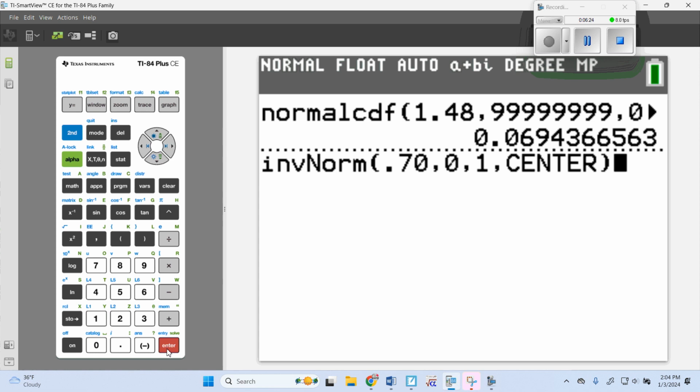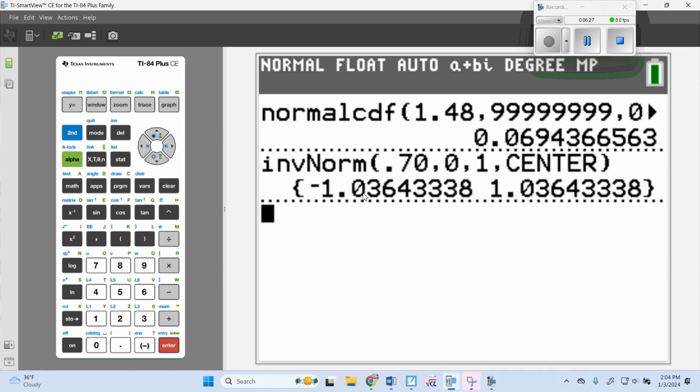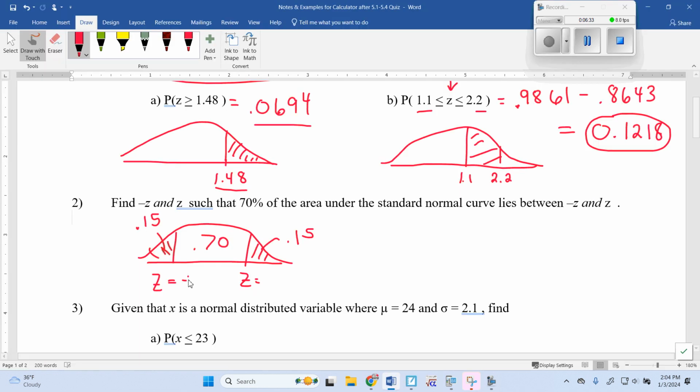and I hit paste, I get 1.036. I get 1.036 positive and negative here. Now, if I look at my chart, I am looking for 0.15. As we did this on the chart, you will notice the closest I can get on my chart would be 1492 is what I find in my chart. That's the closest I can get to 0.15, and my z there would be 1.04.